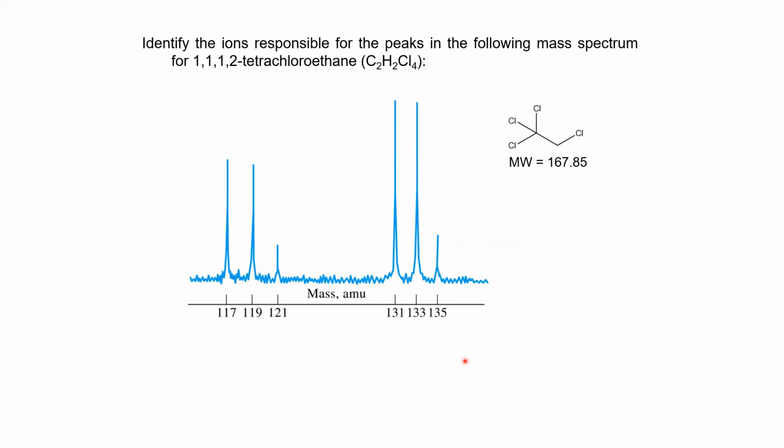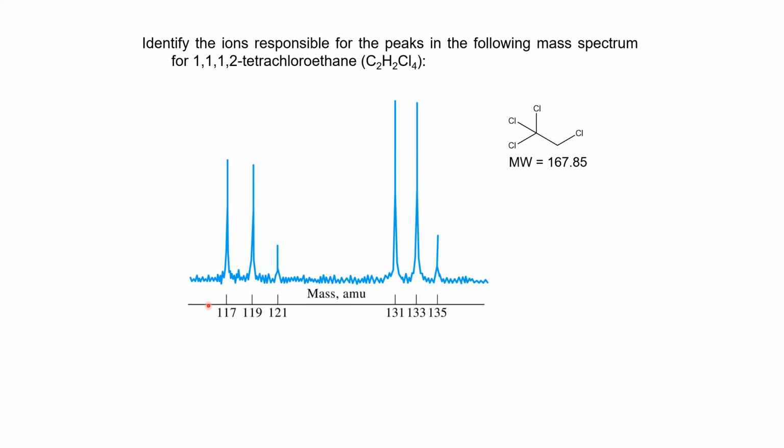Okay, so let's have a look at a spectrum. How would we determine the ions responsible for the peaks, and what are they going to be in their mass spectra? So we'll do one half, which was the 117, 119, 121 half, and then the other half I'll let you do for yourself, this half. So our molecule is 1,1,1,2-tetrachloroethane. So we've got 3 chlorines on one carbon and 1 chlorine on the other carbon and 2 hydrogens attached here. And so we want to know what this is.